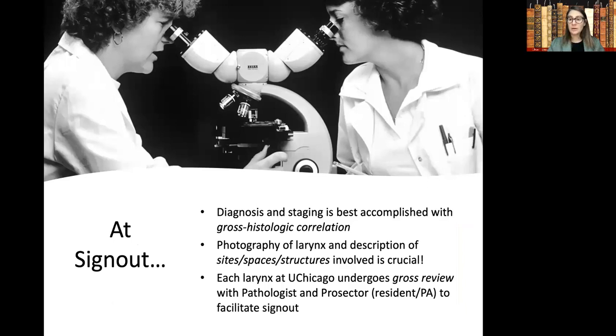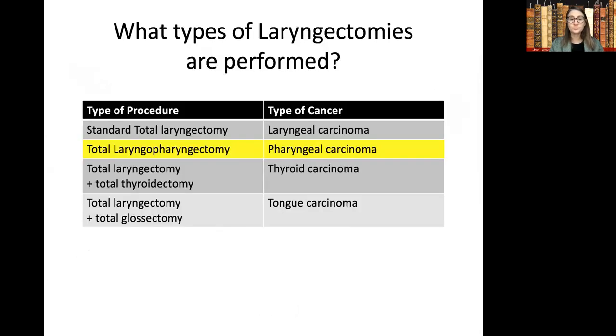So at UChicago, each larynx does undergo gross review with both the pathologist and the prosector, either a resident or a PA, to facilitate sign out. Because once the pathologist has seen it, we know what to expect on the slides, and the resident or PA has a better understanding of what we will be looking for and what approach to take in that sectioning. So we love looking at our gross laryngectomies. I encourage you to call your pathologist. It's very meaningful, I think, for both parties.